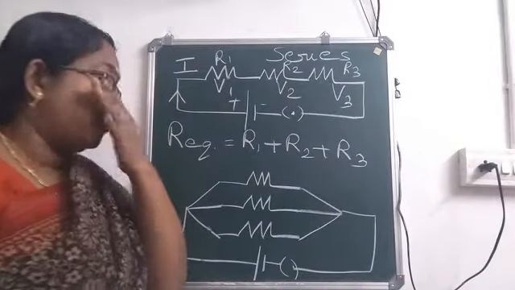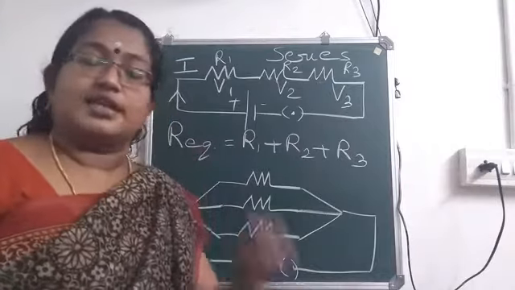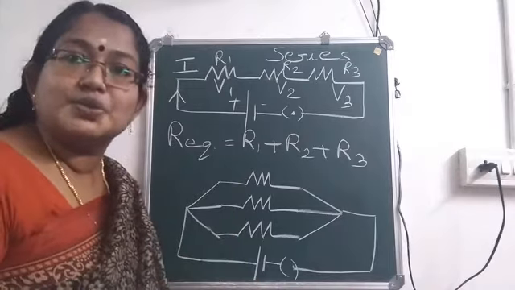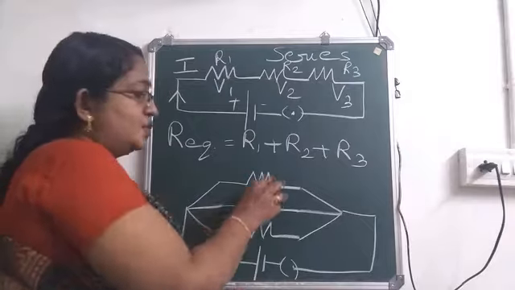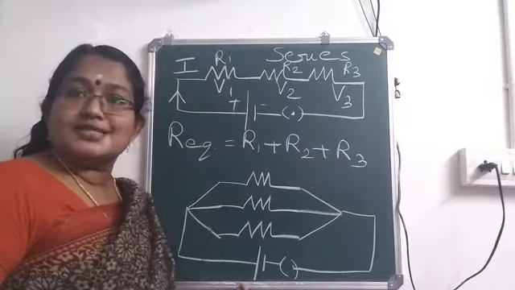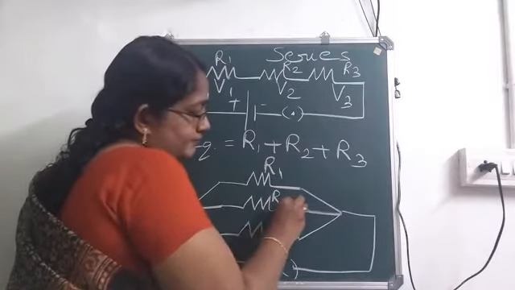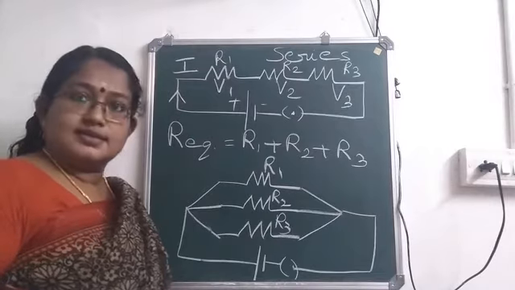But in the case of parallel connection, each and every resistor will be connected directly to the cell or the battery. Okay, is it clear? So the ends will be connected together, and from there we will be giving the connection to the cell or the battery. So here also let R1, R2 and R3 be the resistors.